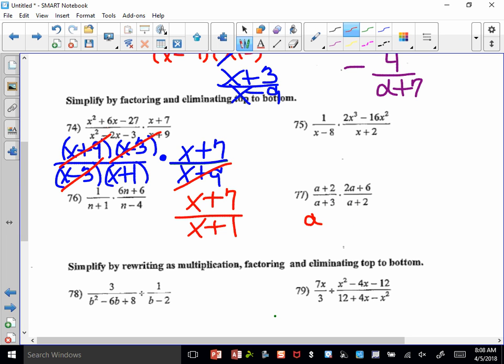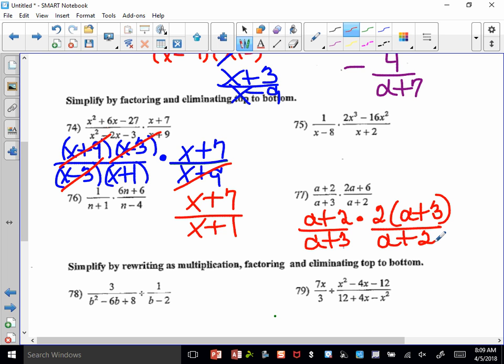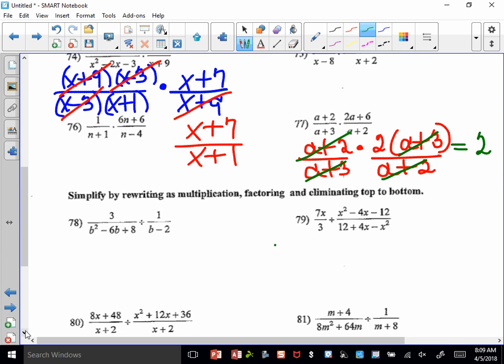Okay, a plus 3 cannot be simplified anymore. A plus 2 cannot be simplified, so I'll just bring those down. I can factor out a 2 at the top, and that's going to give me a plus 3. Cannot factor out anything here. Okay, so I'll just bring down the a plus 2. Now I'm ready to see what I can cross out. A plus 2s, a plus 3s. My answer is 2. All right. So let's do a couple of these.